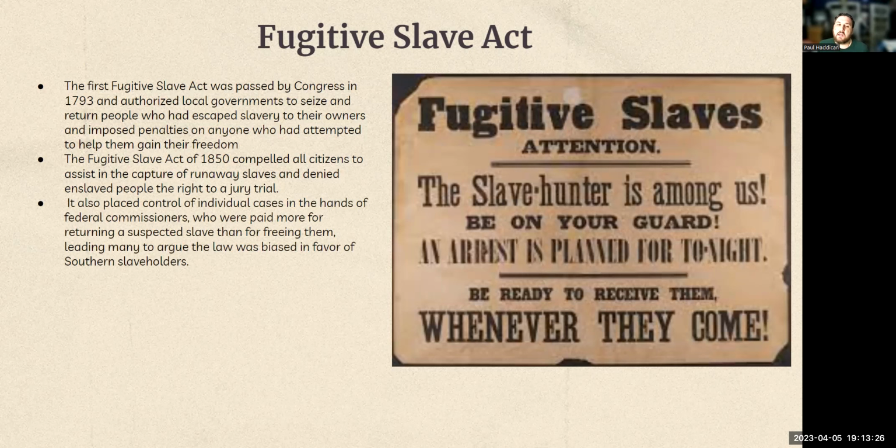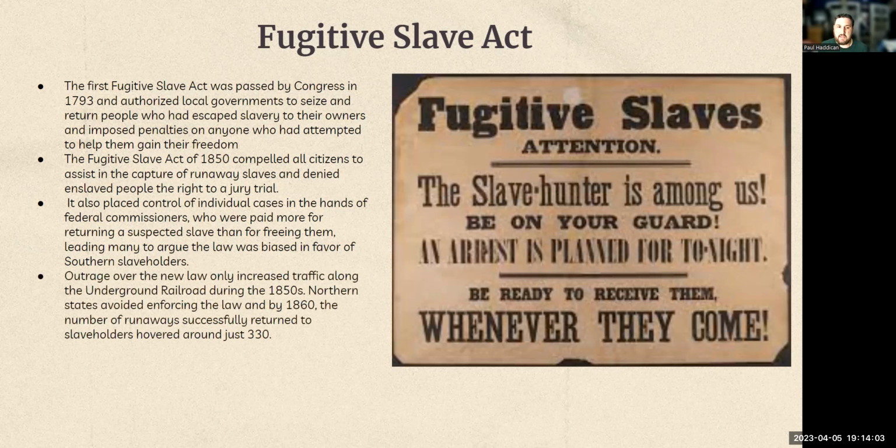It's also going to take away individual cases from federal courts and put them into the hands of federal commissioners. So it's essentially a bounty hunting system. They're going to create these federal commissioners whose job is to go around and find escaped slaves. And sometimes it's legitimate escaped slaves, and sometimes it's not. There's no recourse for someone who's captured by them. Essentially, they're not believed, they're not given any real rights at this time. So we're really taking this to an extreme level now.